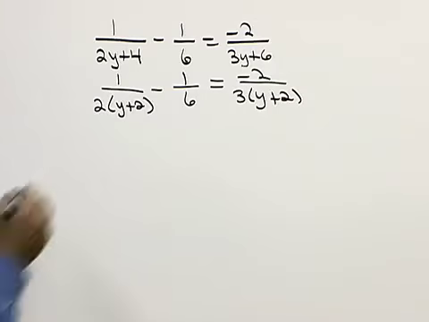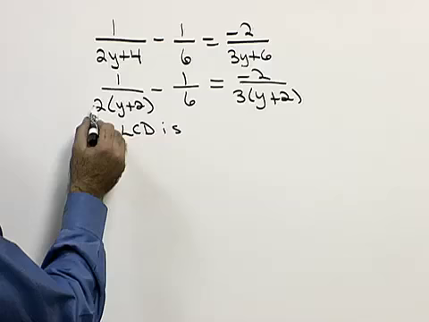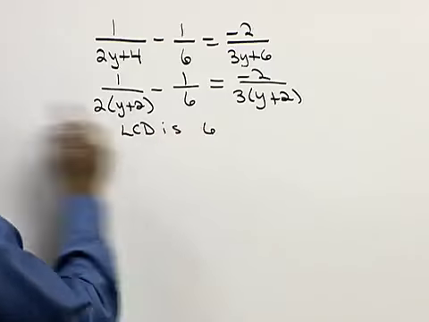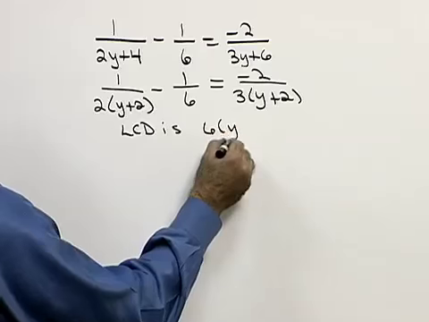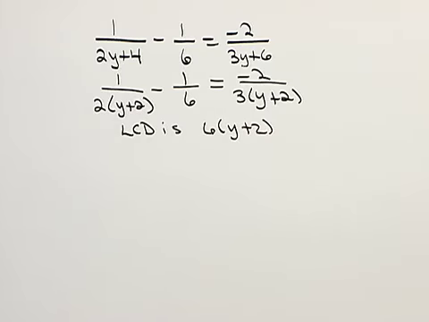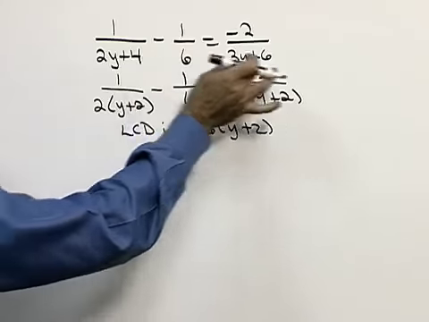So now that we have it factored, we can find our least common denominator. Our least common denominator has to have a 2 and a 3 in it, so that'll be 6, because 6 will go into 6, and a y plus 2. So 6 times (y plus 2) is our least common denominator. So let's take this least common denominator and multiply it times each of our fractions.